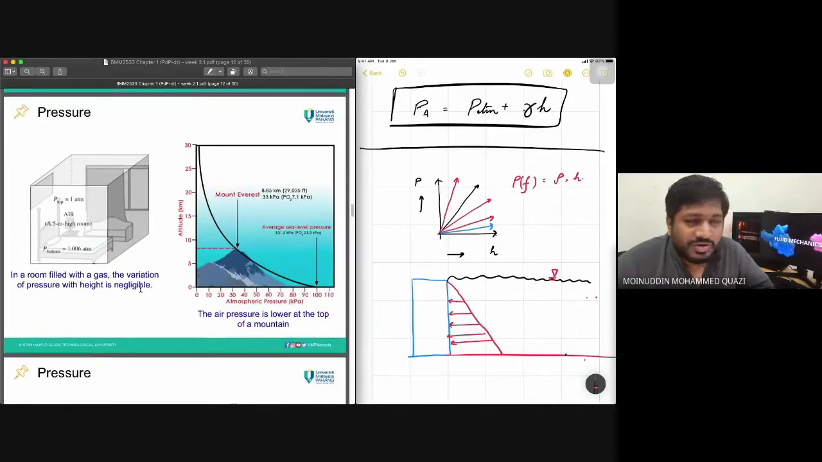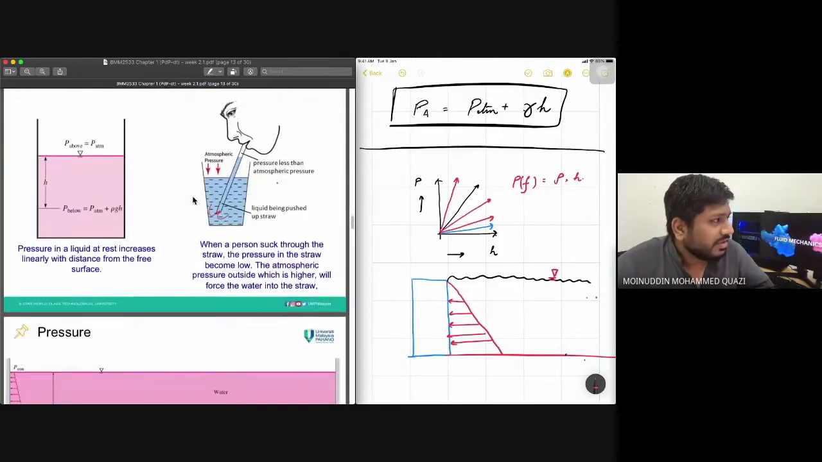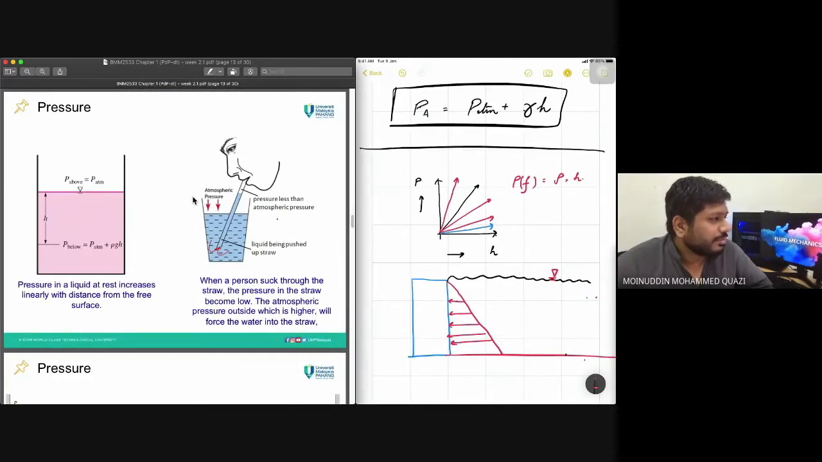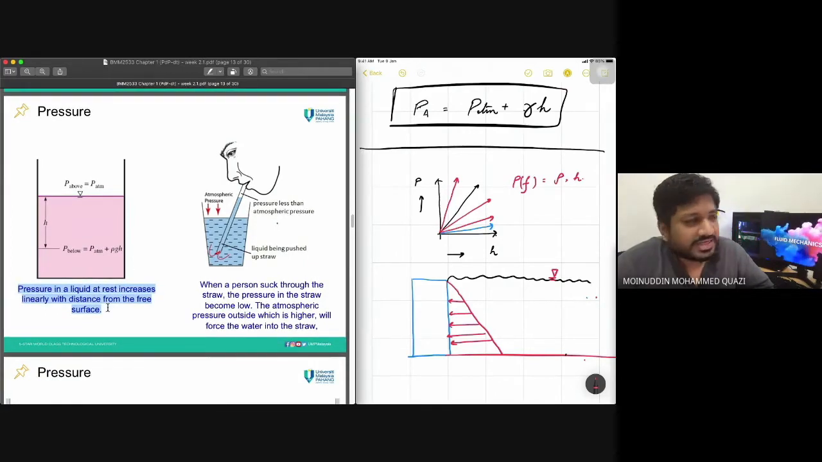So this is what I talked about, that for gases, the pressure does not increase too much. However, if you talk about mountains, then the pressure decreases very, very much. The pressure in a liquid at rest increases linearly with the distance from the free surface. Okay, so I already showed the linear relation as well.